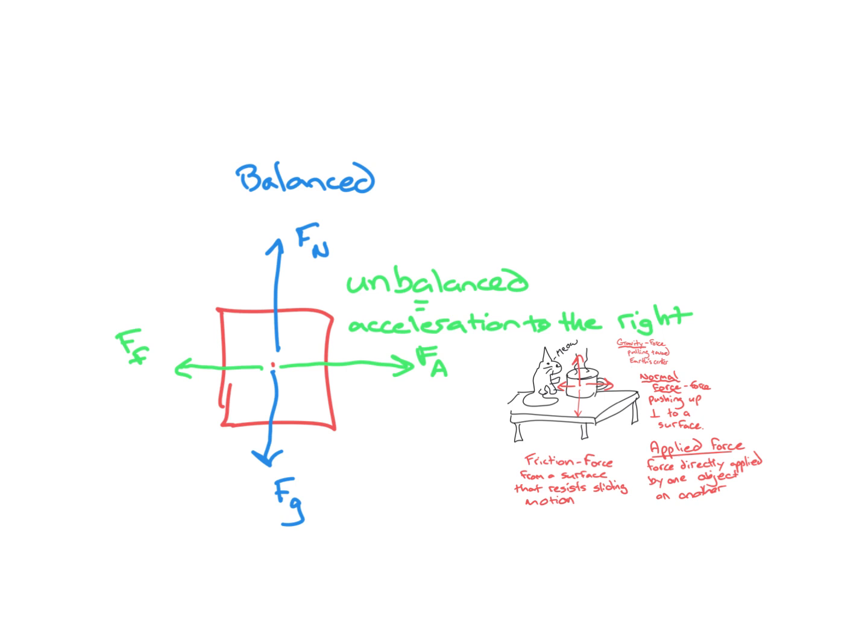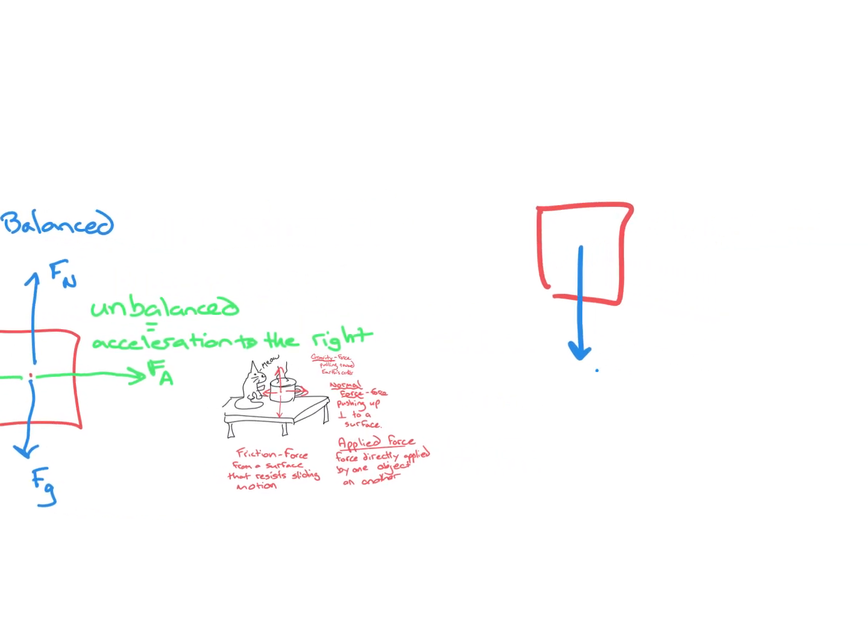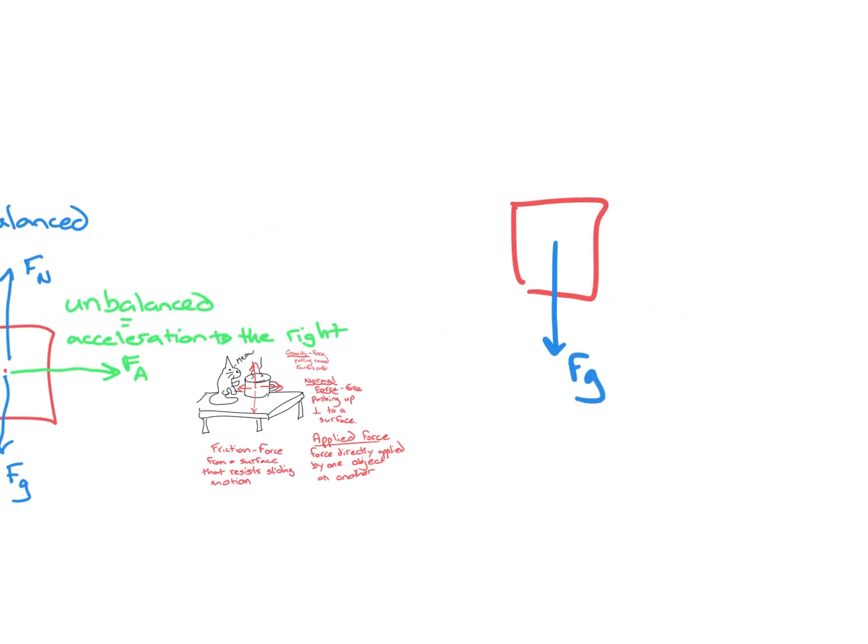So that would be the free body diagram for a cat pushing a mug on a tabletop. What would it look like if that mug, oh no, went over the edge of the table? Well, we could draw another free body diagram to show that. The only force then at that point acting on the object would be the force of gravity. And that would be an unbalanced force. The acceleration would be down toward the floor. And that would make me very, very sad.